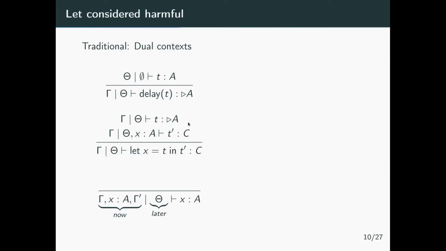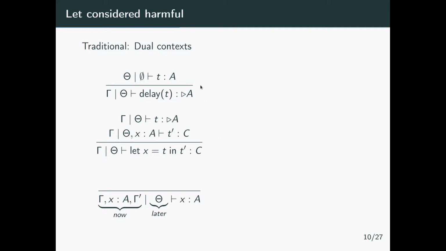Okay, so what do you do if you get something of a delayed type? You do a let binding. So you say this t is of type later A, then you bind it to a variable x. This x is added to the later context, right? So now this x represents data that arrives in the next time step. And then you type t' as type C, and then the whole thing is type C. And the point here is that if you had a fully dependent system and C were really to depend on x, then C itself would have to be some kind of let binding. And we don't really want that. So this is one of the motivations why we want to move away from this approach.